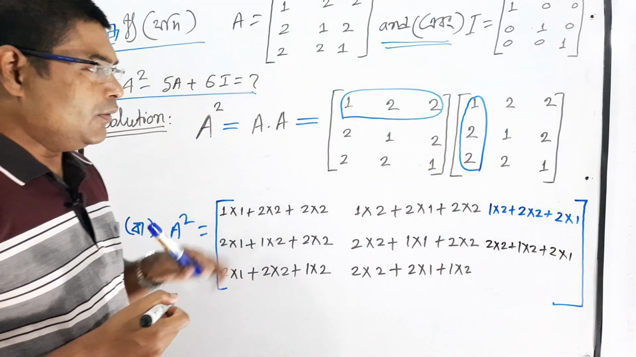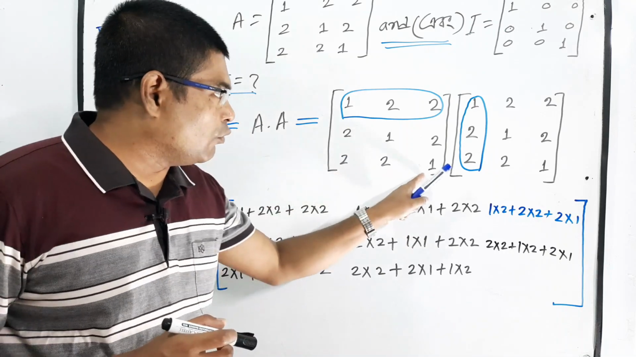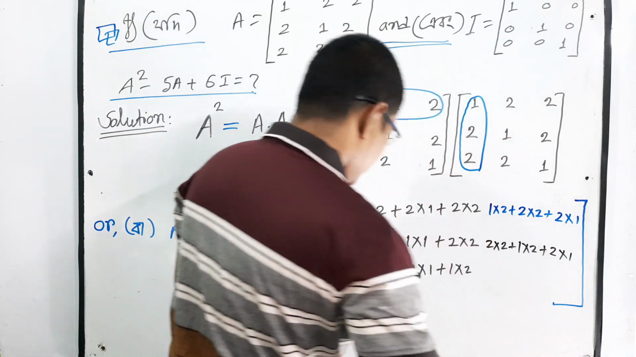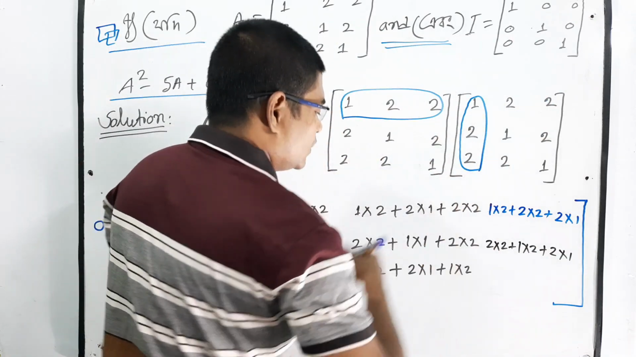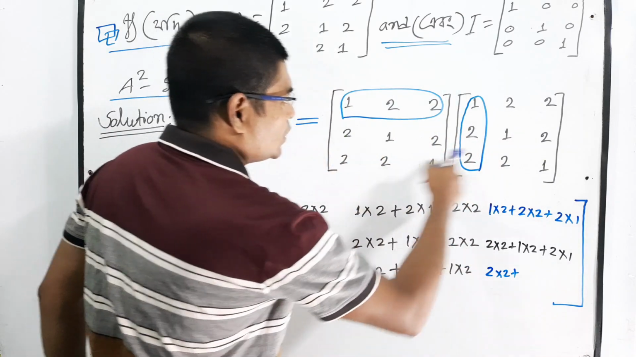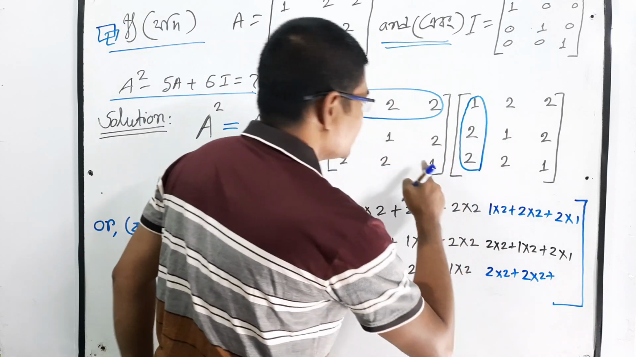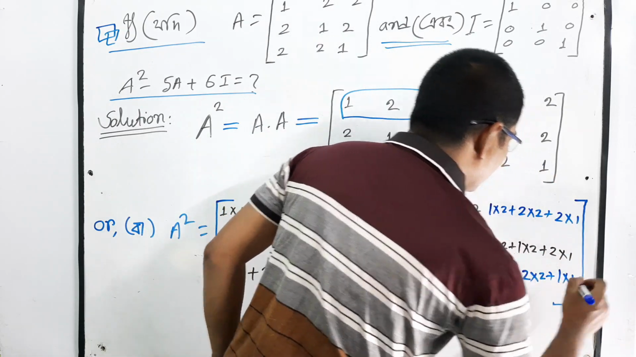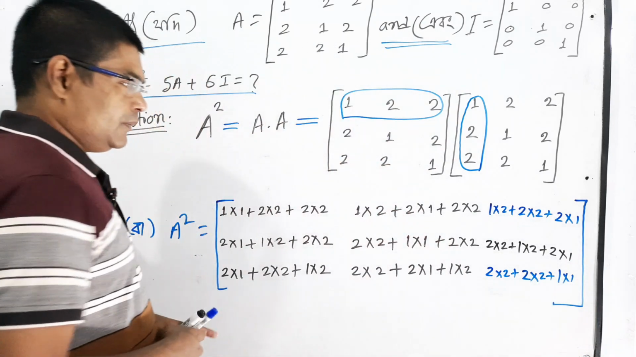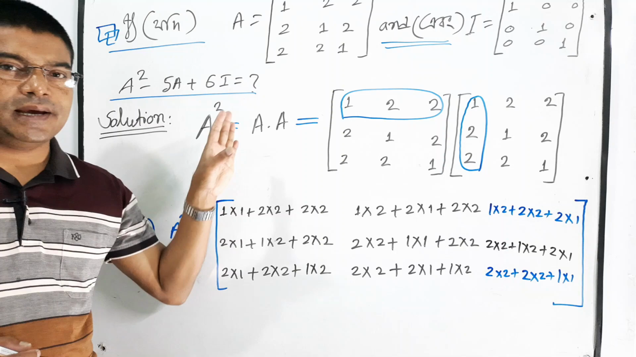Okay, now the remaining row is 2 2 1. So 2 into 2, 2 into 2, 2 into 2, plus 2 into 2, plus 1 into 1 into 1. So already we have done A into A square.